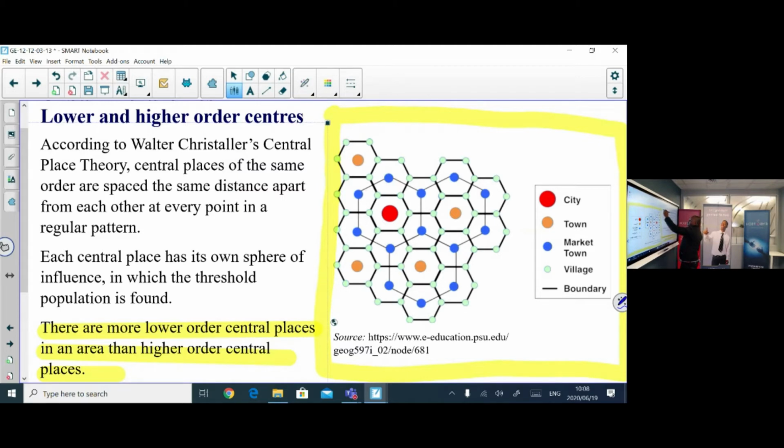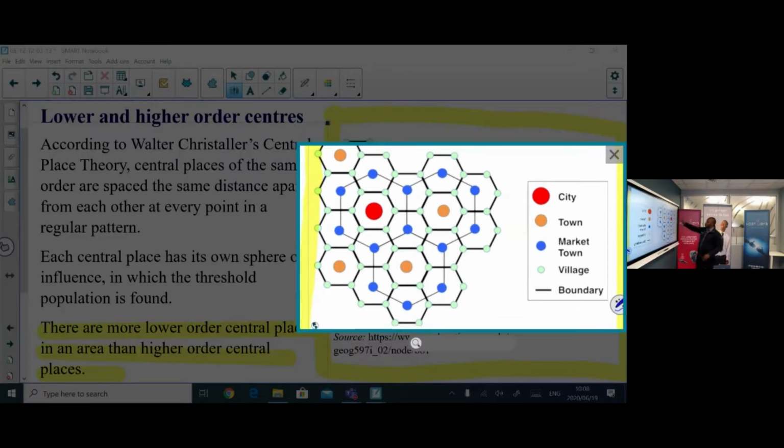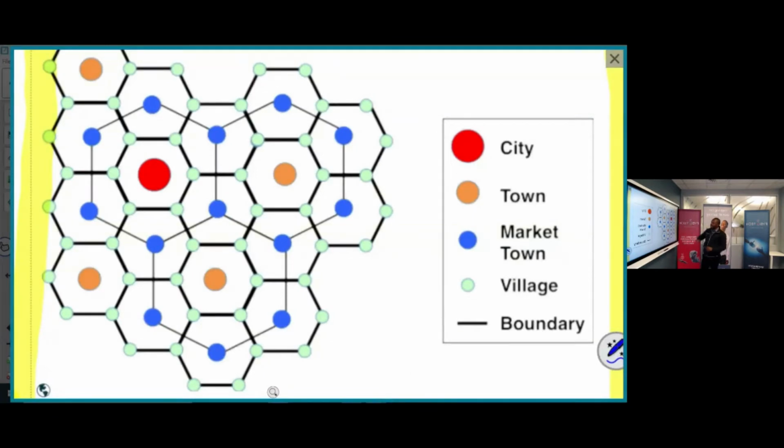So if you look at this diagram here, it shows us that you have got more lower order than higher order. If you look at this key here, you find that we've got towns, markets, and villages in a large number. Then we have got the higher order, which is the city. It's only one, and we've got fewer towns, which means that the higher the order becomes, the lower it is in the market.